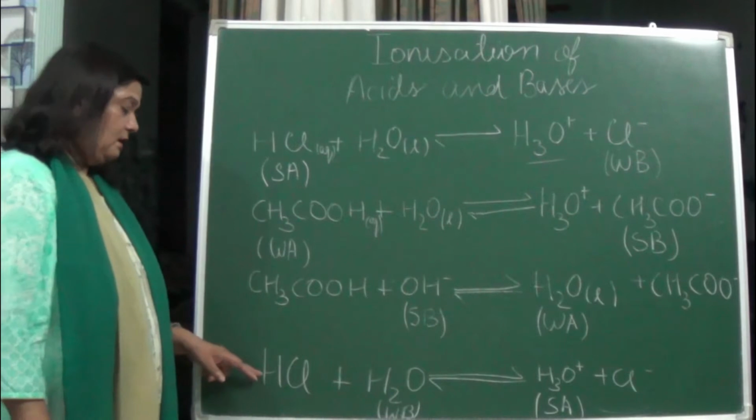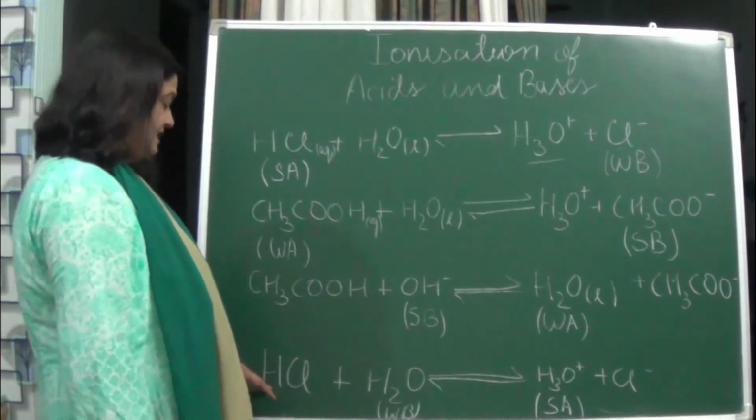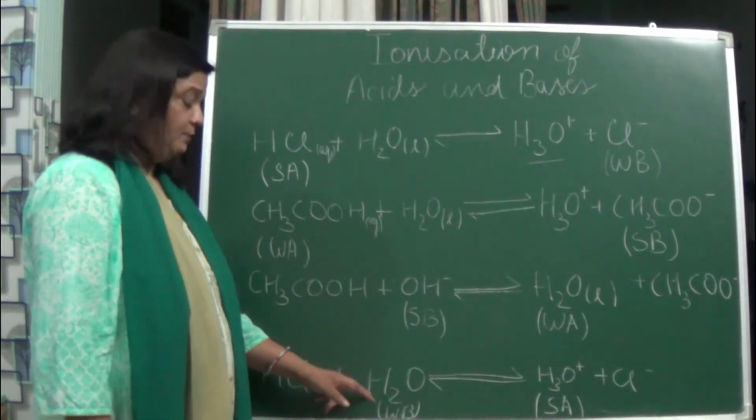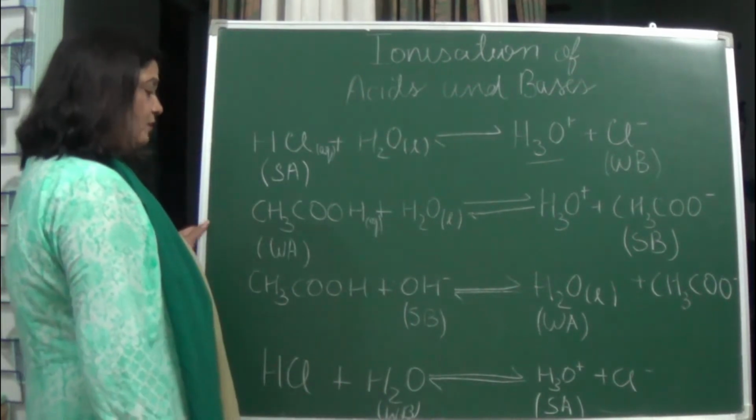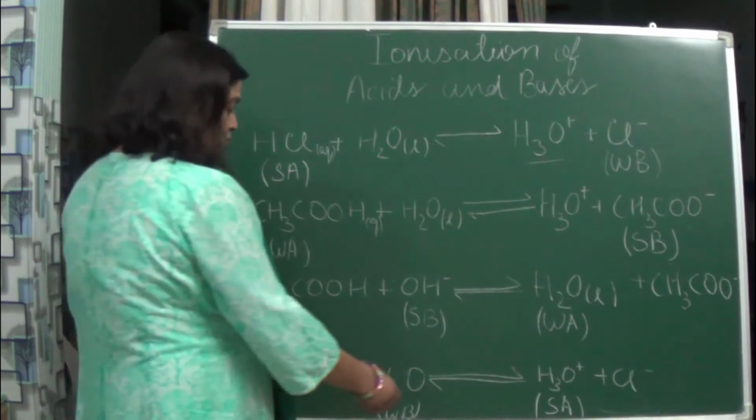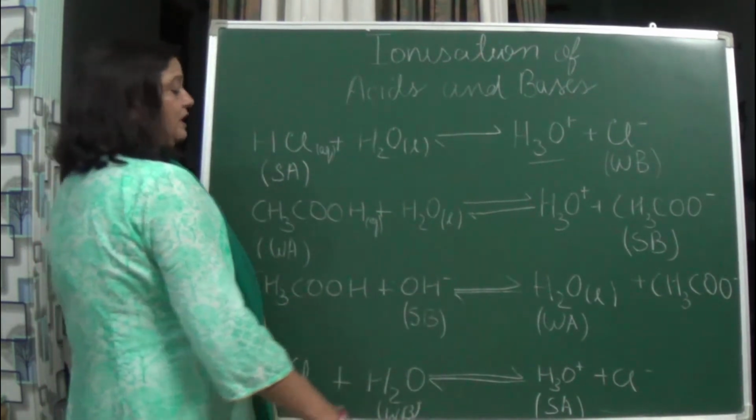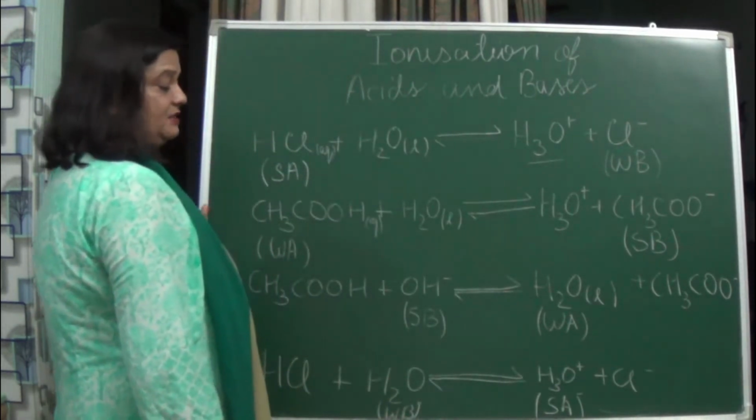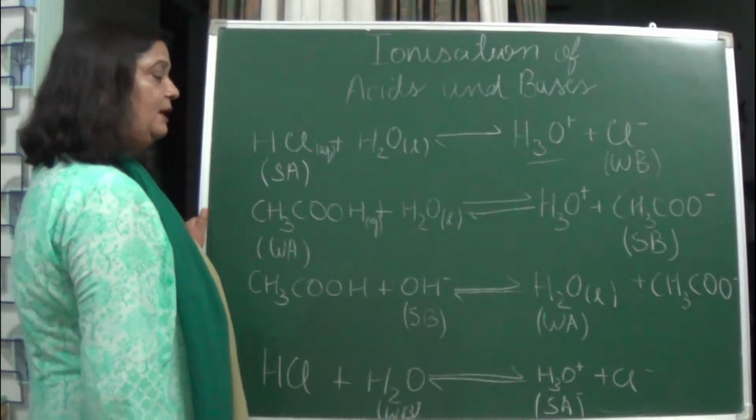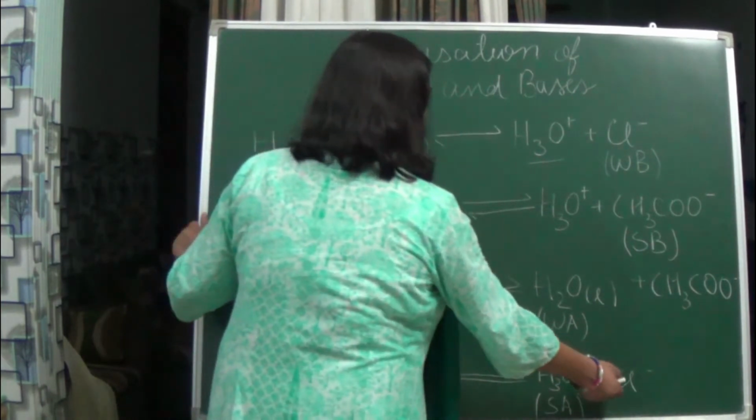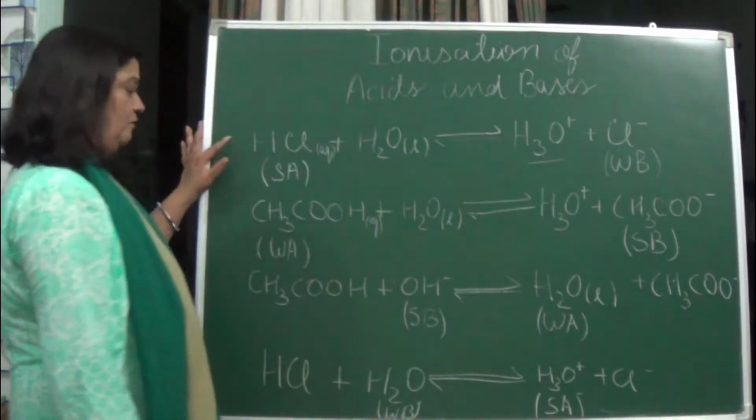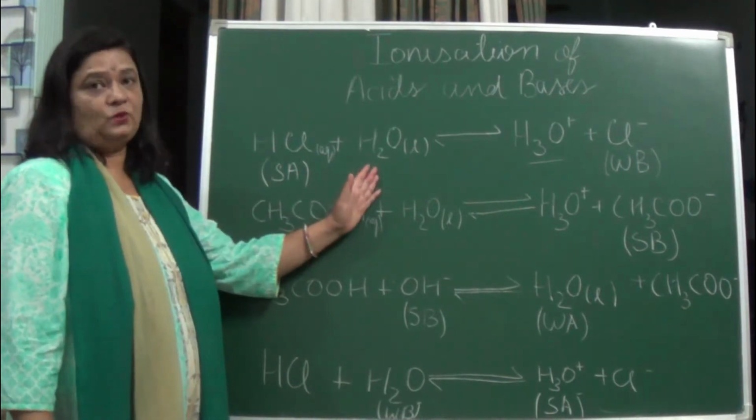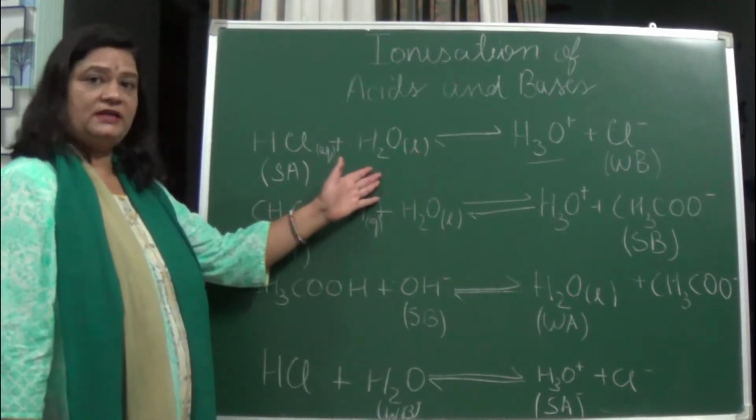Here we are taking a strong acid, that is HCl. Water is acting over here as a weak base. And here we will be seeing that from this weak base we are getting a strong acid, that is H3O+ ions, because this is a weak base. Same reaction over here. Here one is acting as acid, the other will be acting as base. Here water is acting as a weak base.